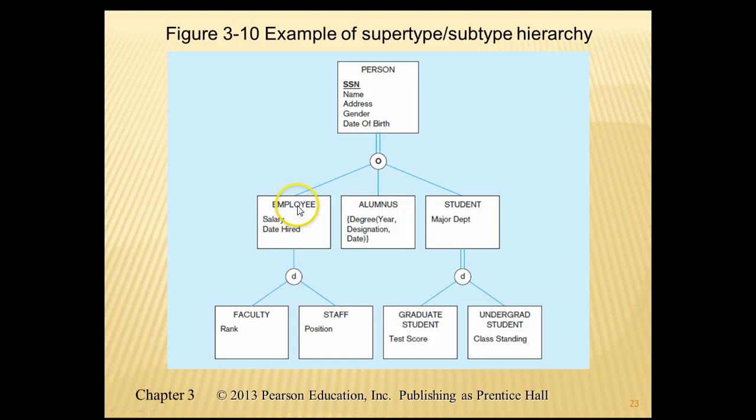Now, notice below employee that this is a partial specialization, which means that it doesn't have to be. It can be just an employee, or it can be faculty or staff. So just because it's an employee doesn't mean that it has to be faculty or staff. It can be another type of employee. And you might ask, well, why would you want to have something like that? It seems like it's accessing data from another location that's not identified in this database system. That's not necessarily true, but it's possible.